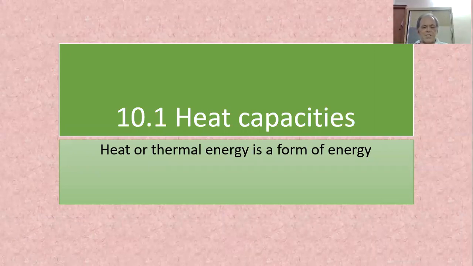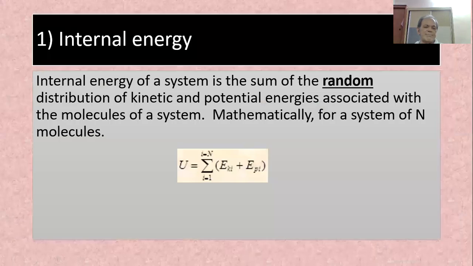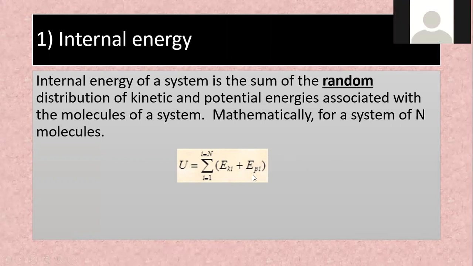Right? Remember, heat or thermal energy is a form of energy. Internal energy of a system is the sum of the random distribution of kinetic and potential energy associated with molecules of the system. There's intermolecular force, that's why they got potential. So internal energy is basically a combination of kinetic and potential energy. Kinetic because it's vibrating, it's moving. Potential because there is intermolecular force. You think of it like a spring, you are stretching it.